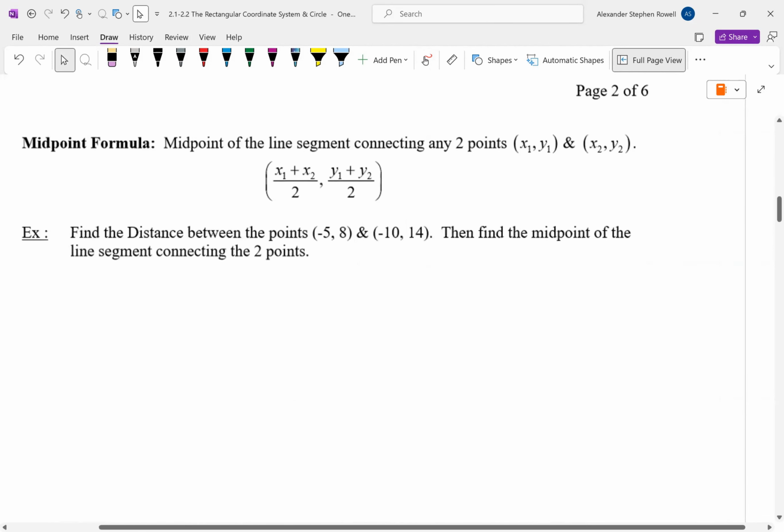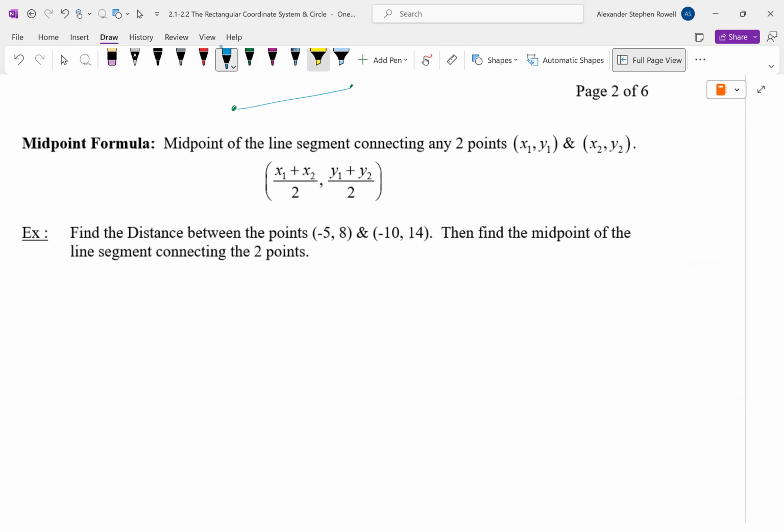Next thing we have is called the midpoint formula. If I want to find the midpoint between any two points, I draw the line and I get this value. It turns out you can average the x values. How do you average two values?